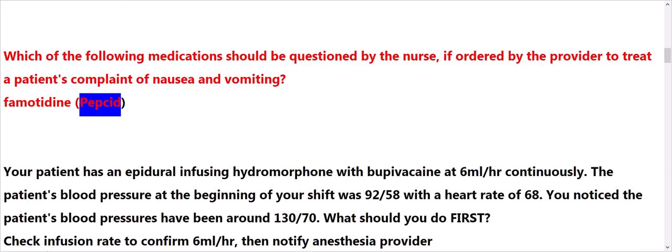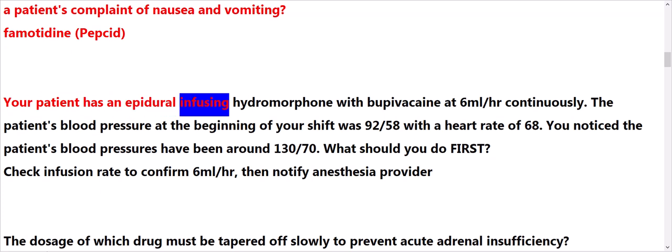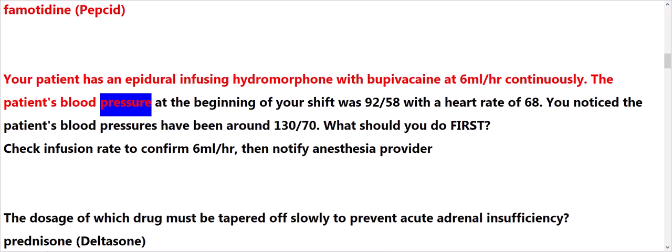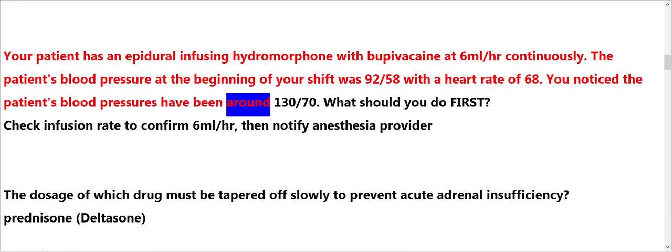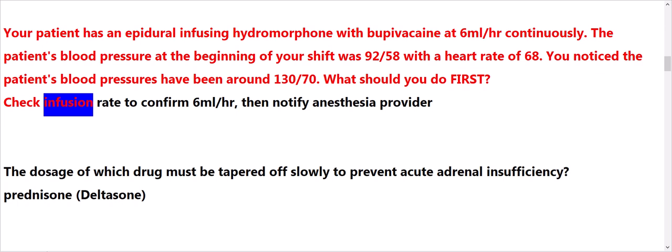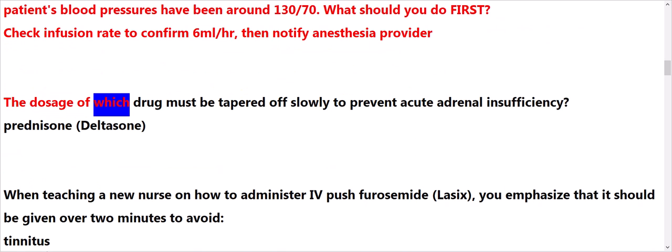Famotidine, Pepcid. Your patient has an epidural infusing hydromorphone with bupivacaine at 6 ml per hour continuously. The patient's blood pressure at the beginning of your shift was 92/58 with a heart rate of 68. You noticed the patient's blood pressures have been around 130/70. What should you do first? Check infusion rate to confirm 6 ml per hour, then notify anesthesia provider.